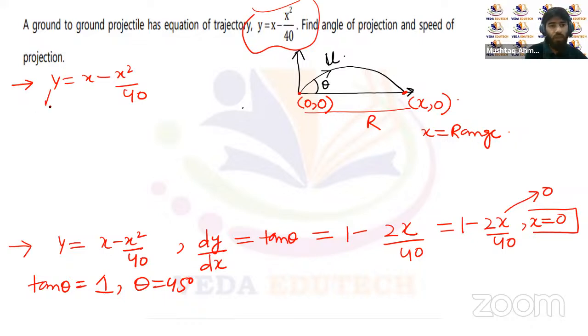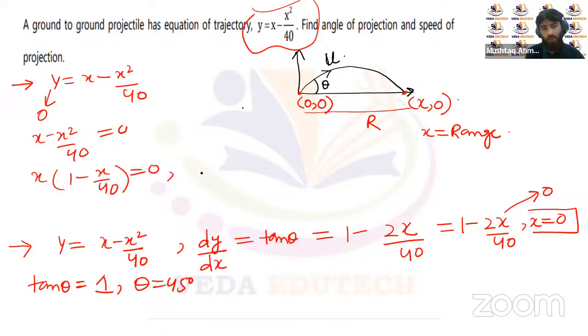If we put y equal to 0, it means x minus x square upon 40 will be equal to 0. It means that x into (1 minus x upon 40) will be equal to 0. So this equation has two solutions. One solution is x equal to 0. Another solution is x equal to 40.